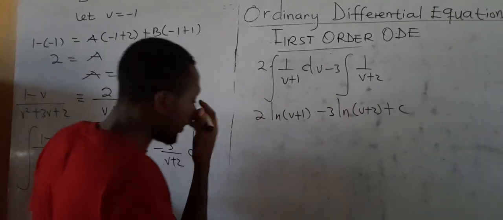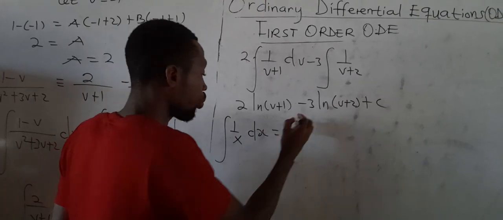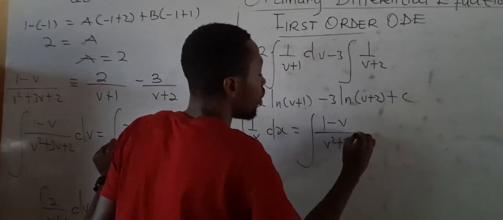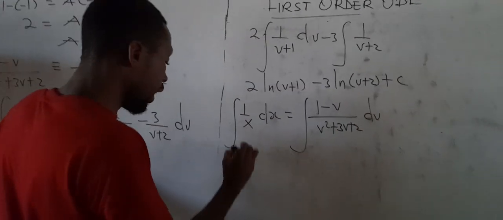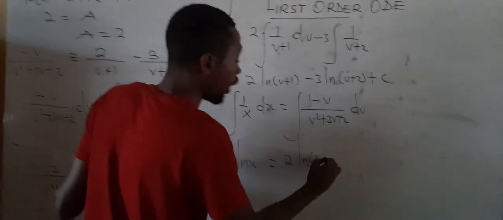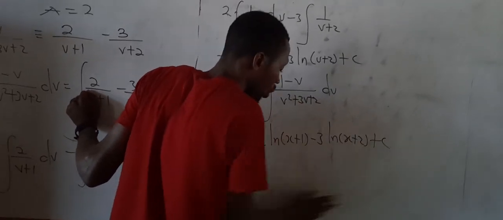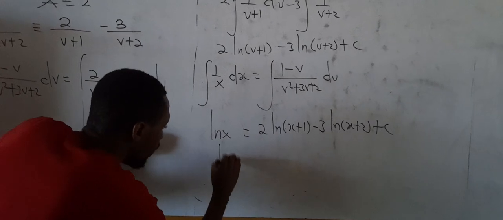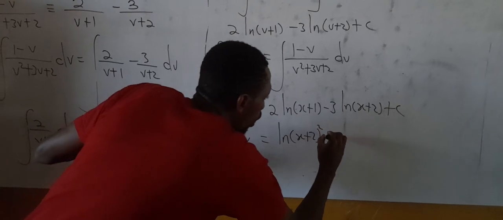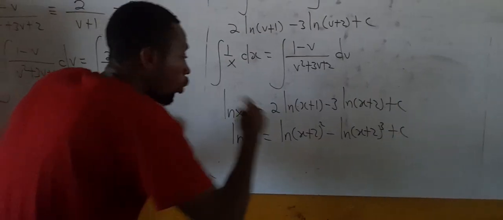Our constant of integration. So remember, we have the integral of 1 over x dx is equal to the integral of 1 minus v all over v squared plus 3v plus 2 dv. You know this is ln x, so we have ln x equal to 2 ln (v plus 1) minus 3 ln (v plus 2) plus our constant of integration. Remember, we can rewrite this as ln x equal to ln (v plus 1) all squared minus ln (v plus 2) cube plus c. We are using the laws of logs.